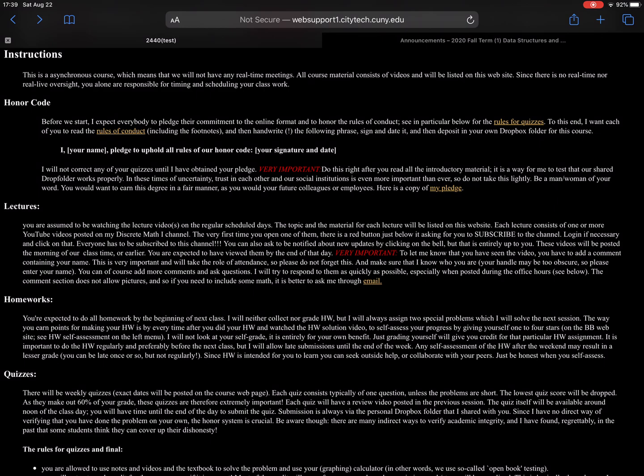Nothing is destroyed. And by the way, in Dropbox, after you deleted something, you can still restore a file. But as I said, don't worry about that. In fact, it is an indication that I have seen your thing. Okay, so that's the honor code. It is something that has to be done as soon as possible. So very important, you see the red highlight there. Do this right after you read all the introductory material. Don't sign this before you have read all the fine print, as we always say, right? When you sign something, make sure that you know everything that you are agreeing to.